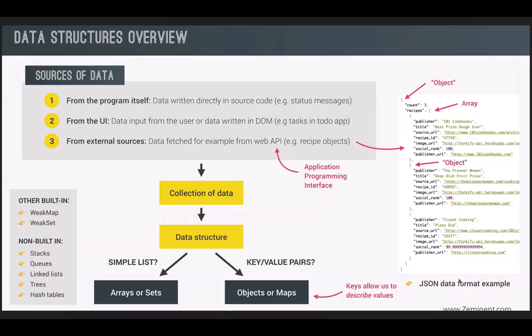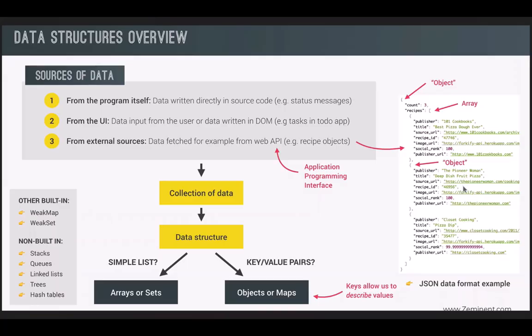So here we have three objects that describe recipes. Here we have the values in green, like the title and the publisher, and it makes complete sense that the values are then described using a key. In other words, we would have no idea what the different values actually are, right? So the key-value pairs are essential here. That's why the data is stored in an object, not an array.